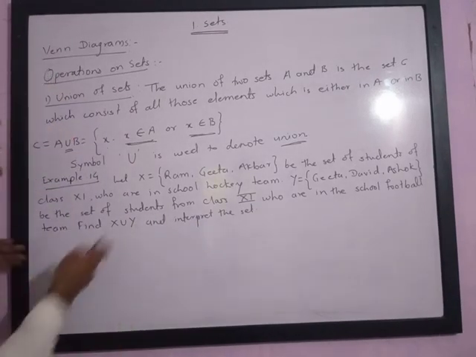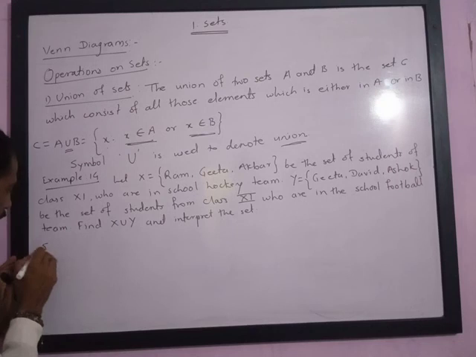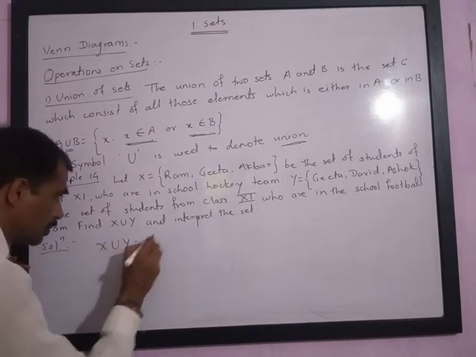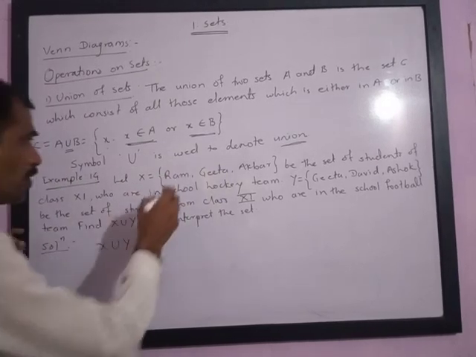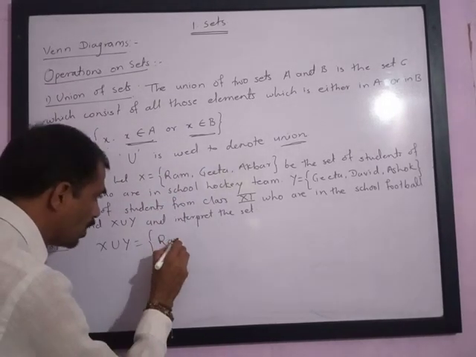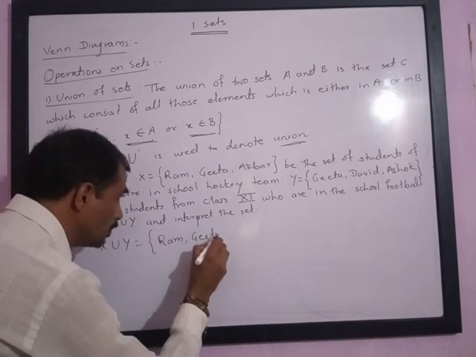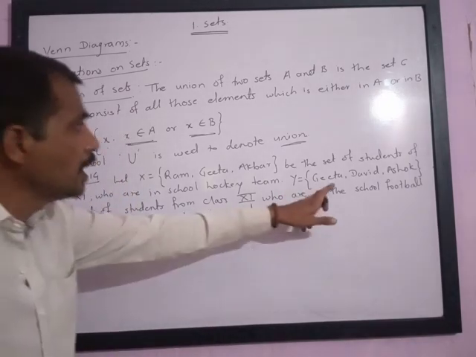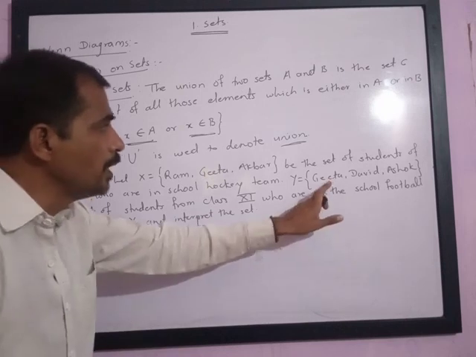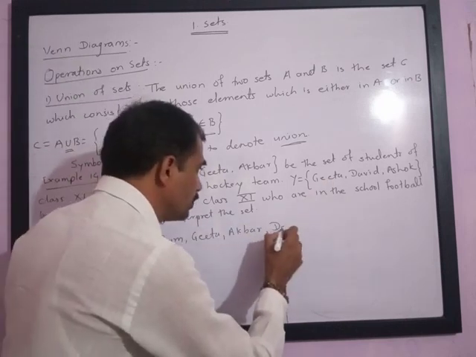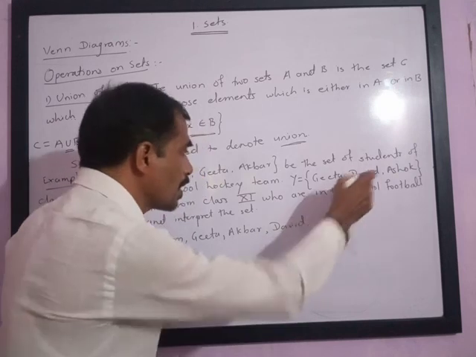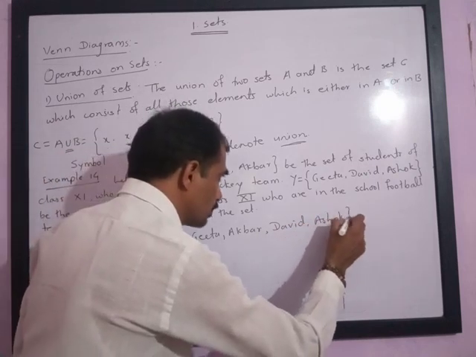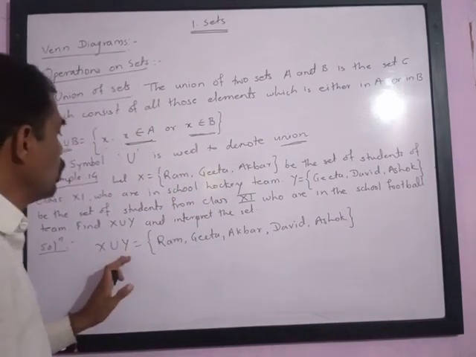So we have already studied X union Y is the set of all the elements of both the sets X and Y. So this is equal to the set of Ram, Geeta and Akbar. Then Geeta's name is already written, so we cannot repeat it. Then next is David and Ashok. So this is X union Y.